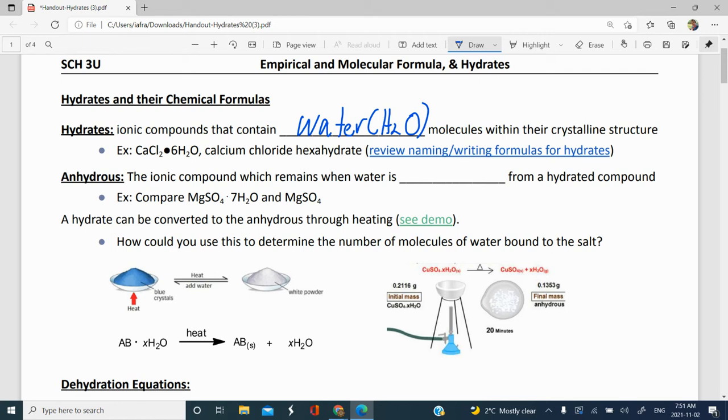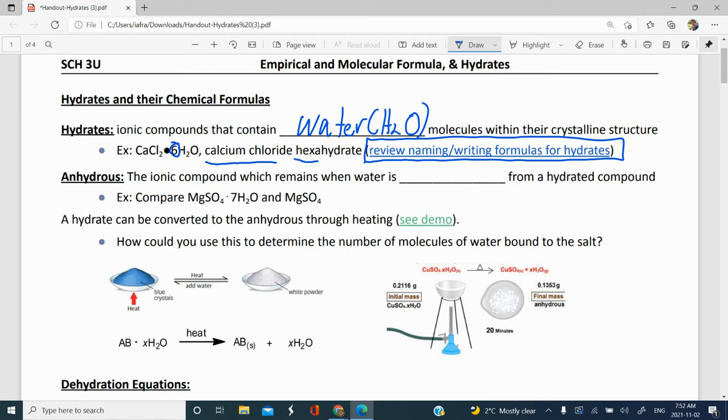So we have CaCl2·6H2O. This is an example of calcium chloride hexahydrate. The hexa comes from the fact that there's 6 over here. If you don't remember how to name and write formulas for hydrates, you can review it in the link in your handout over here, which links you to a previous lesson we did in earlier units.